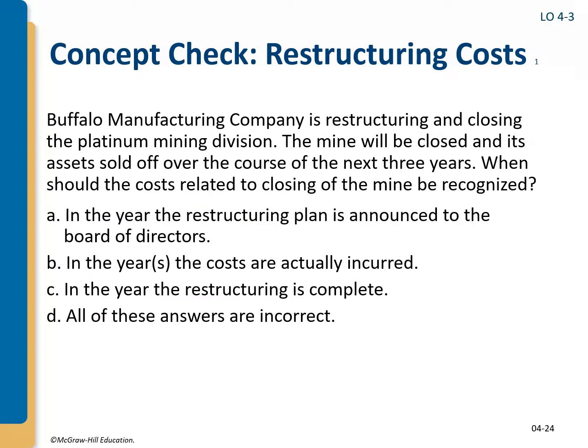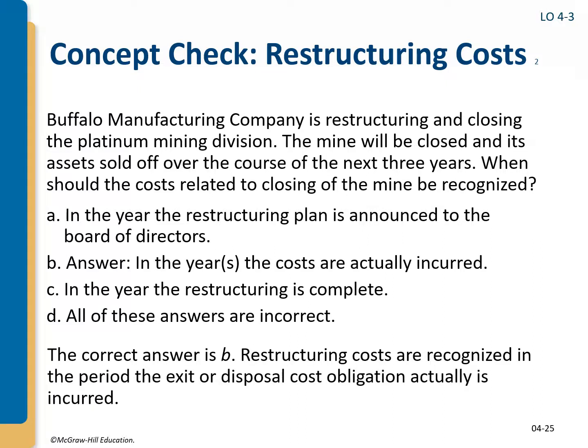Again, restructuring costs. Buffalo Manufacturing Company is restructuring and closing the platinum mining division. The mine will be closed and its assets sold off over the course of the next 3 years. When should the cost related to the closing of the mine be recognized? B, in the year the costs are actually incurred. If you recognize them all in 1 year, that'll affect your earnings quality.